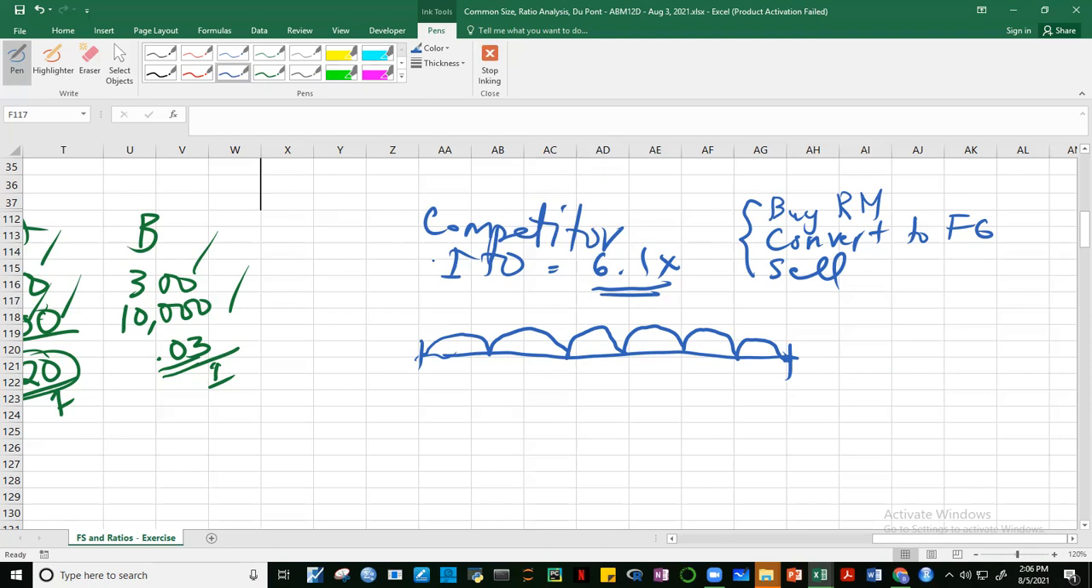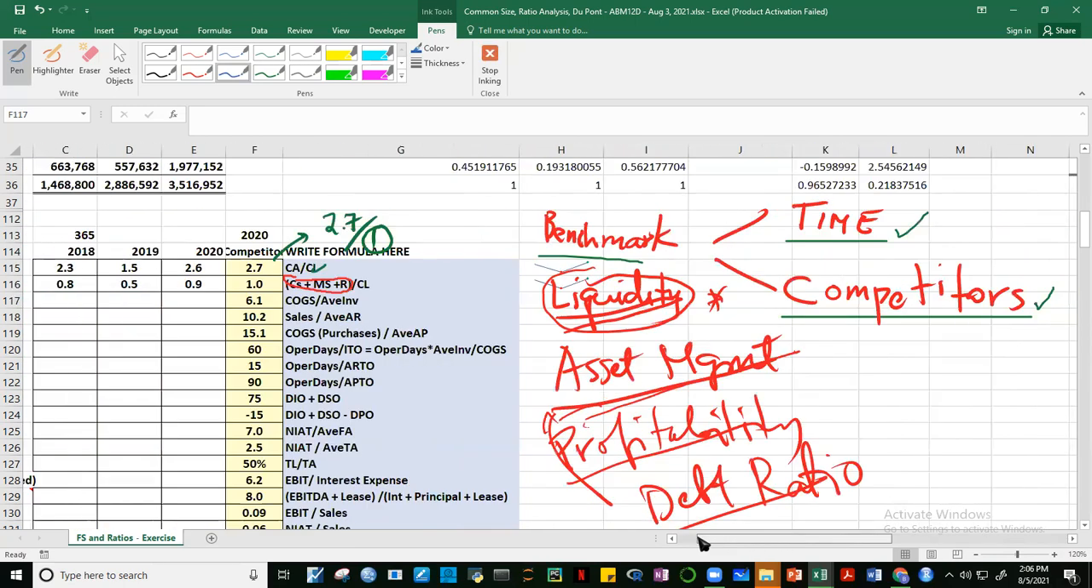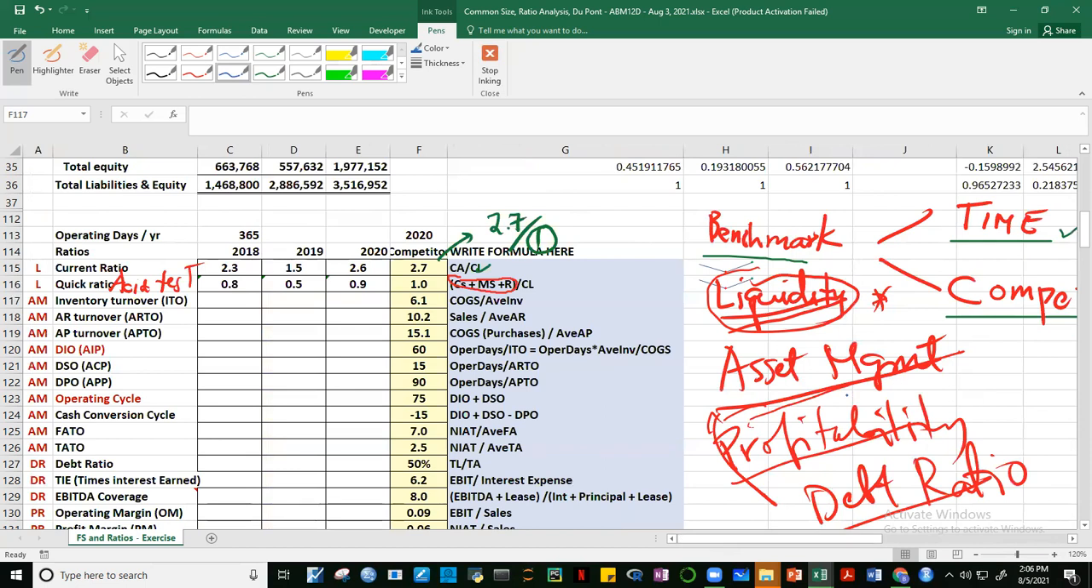Buy raw materials, sell. Buy raw materials, convert to finished goods, sell. Again, buy raw materials, convert to finished goods, sell. Yun ang cycle niya. And it's happening at 20 times, no? Kung yung isa 20 times. So the 20 times ITO will beat anytime the ITO of 6.1 times. Okay? So that's what we mean by inventory turnover, the number of times the company is able to buy raw materials, convert to finished goods, sell the item, the number of times a year that cycle happens. No? Okay. Compute muna natin.